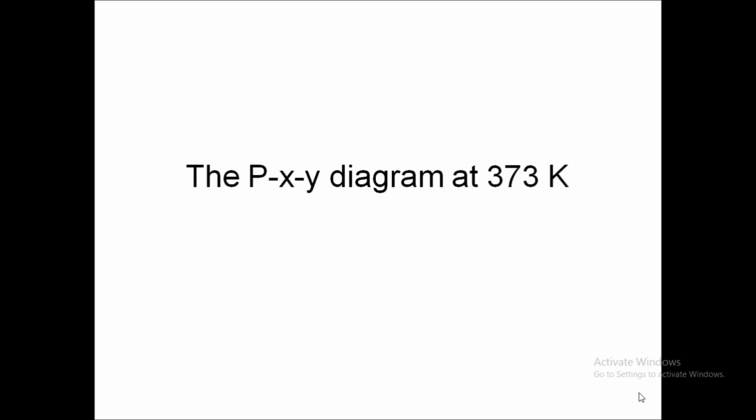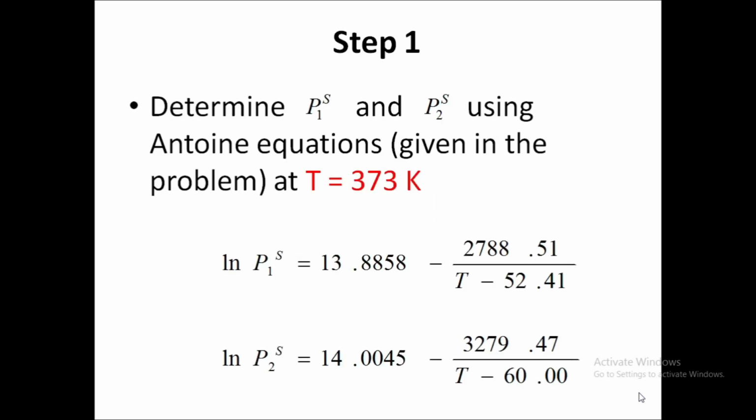We are going to solve the problem in two portions. In the first portion, we are going to construct the PXY diagram using Excel. Step 1. Determine P1s and P2s using the Antoine equation given in the problem at 373 Kelvin. These are the Antoine equations given in the problem.